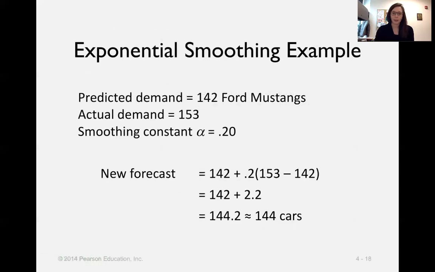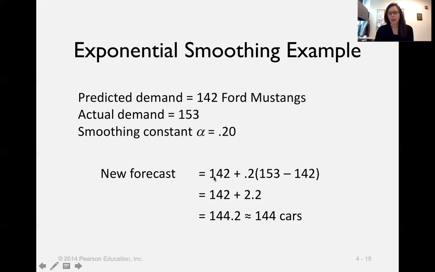So a very simple example, let's just say it's a car dealership and we're using an exponential smoothing model. Say the predicted demand for last month was 142 cars and the actual demand ended up being 153. And let's say we choose a smoothing constant alpha of 0.2. That means that a lower value is going to assume that our data is going to be more stable over time. So we're just looking for a smooth forecast, and we're not going to try to chase all of the fluctuations in the data that we might see.